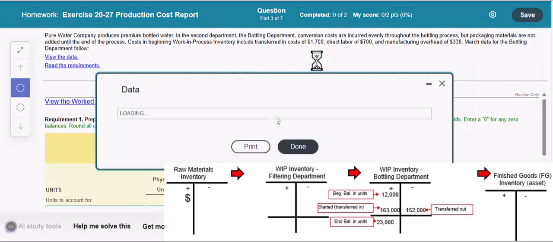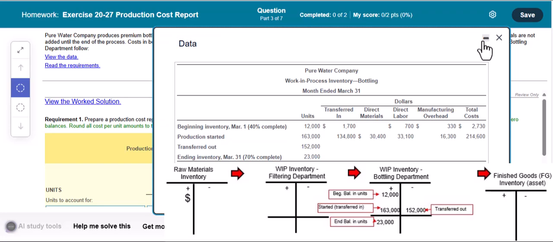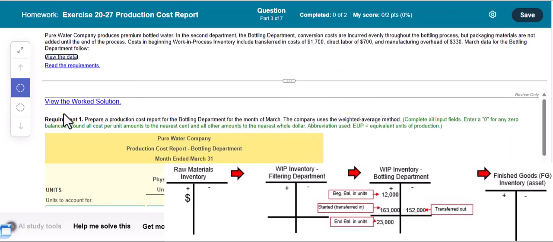So we can click this open to see the data. I'll minimize that for now. For requirement 1, prepare a production cost report for the bottling department for the month of March. The company uses the weighted average method. Complete all input fields, enter a 0 for any zero balances, round all costs per unit amounts to the nearest cent and all the amounts to the nearest whole dollar. Abbreviation used, EUP, is equivalent units of production.